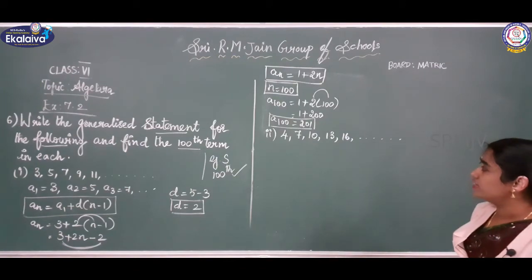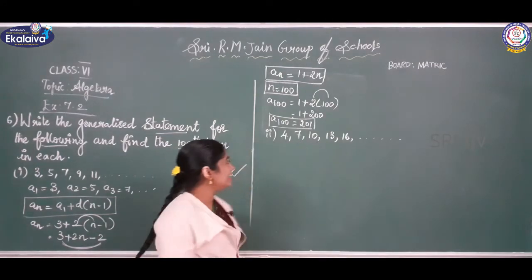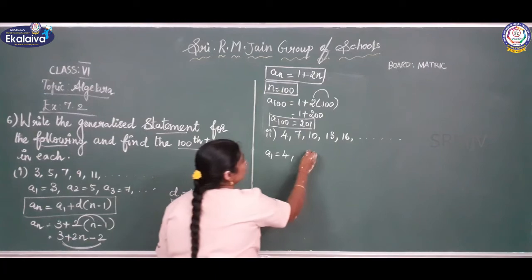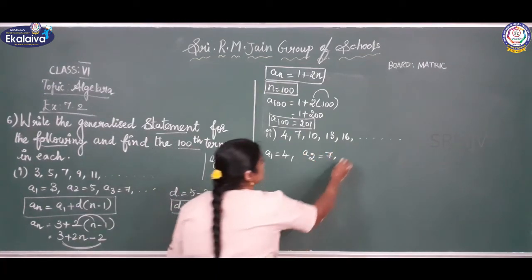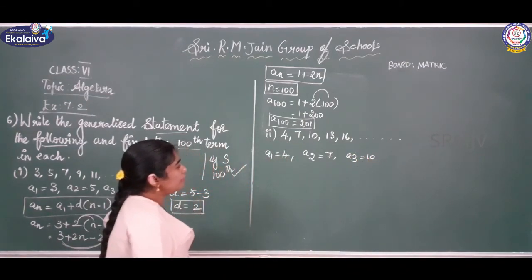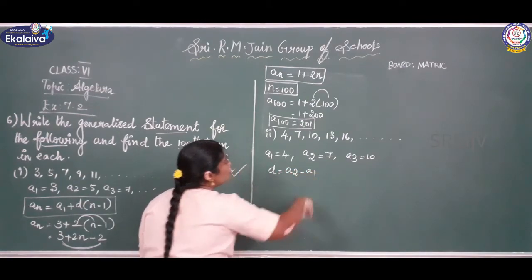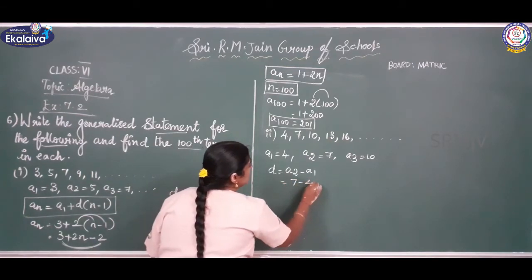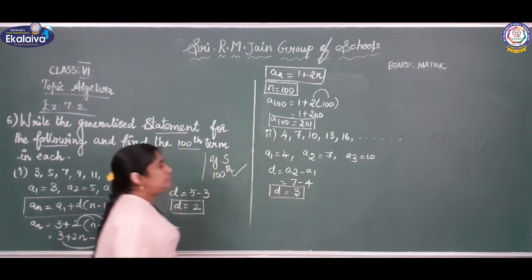Now I am moving to the second sum. Listen, what is A1 here? 4. And what is your A2? 7. A3, which is 10. Okay. Now I am going to find out the difference. What is the difference? A2 minus A1. Okay. 7 minus 4, which is what? 3. So your difference is 3.